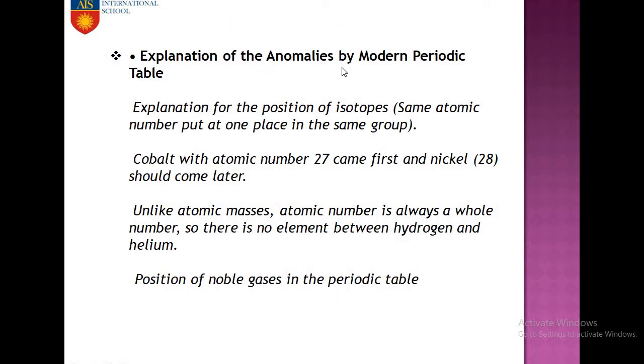So, the explanation of the anomalies by the modern periodic table. Explanation for the position of isotopes: same atomic number, put at one place in the same group. Cobalt with atomic number 27 comes first and nickel comes later, so it was solved. Unlike atomic masses, atomic number is always a whole number. We have seen in the Mendeleev periodic table that atomic mass was in decimals, but atomic number is always a whole number, and there is no element between hydrogen and helium. And the position of noble gases is also properly placed in the periodic table.